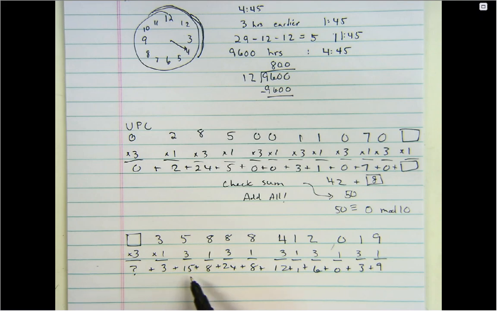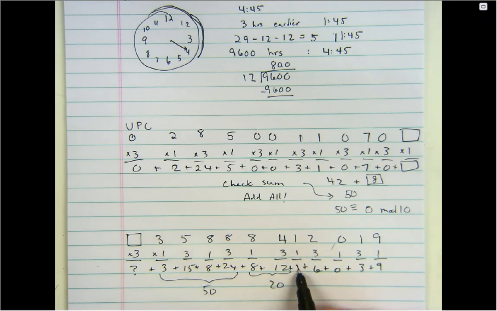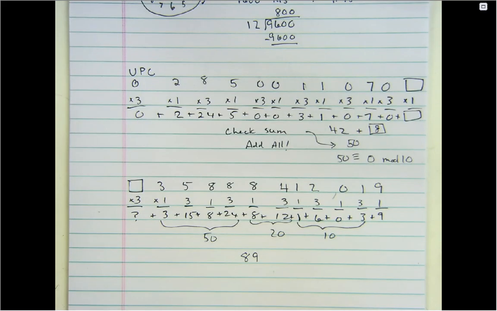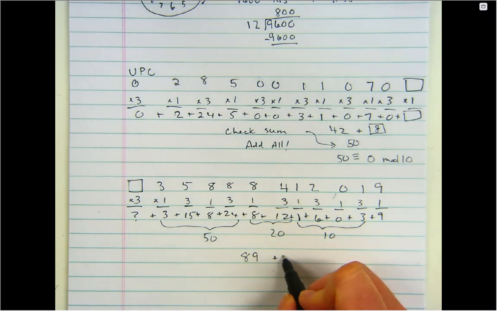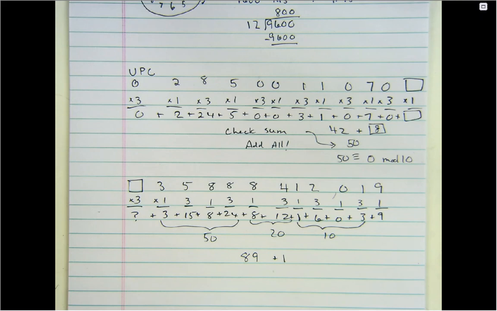I have 18, 26, and 24. That makes 50. Here's 20. 1 and 6 and 3, that makes 10. And there's a 9. So I have 70, 89. So I wish I could just add a 1, but I can't. If I just added a 1, of course, that would bring me to 90, which is equivalent to 0 mod 10. But I can't add a 1.